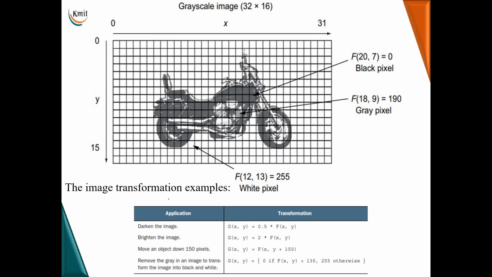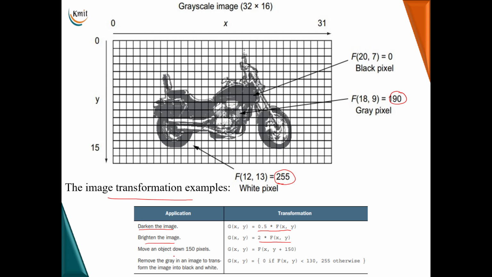I can have image transformation also for the previous image. If I would like to darken my image, that is reduce the intensity, I will multiply f of x comma y with 0.5. That is, if I multiply 255 with 0.5, intensity reduces, thereby the image gets darkened. To brighten the image, I will multiply it with 2. So if I multiply 190 with 2, the intensity increases, thereby image gets brightened.